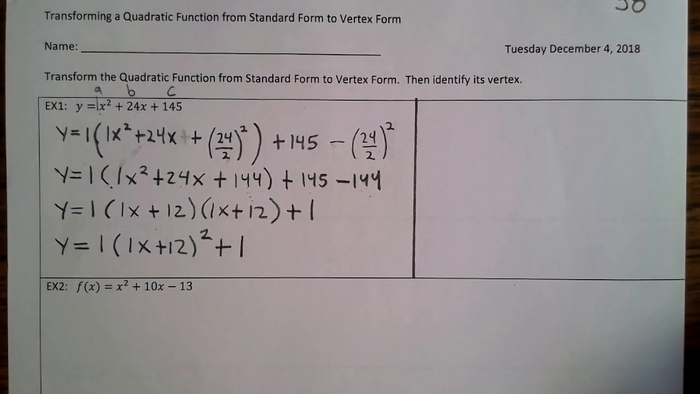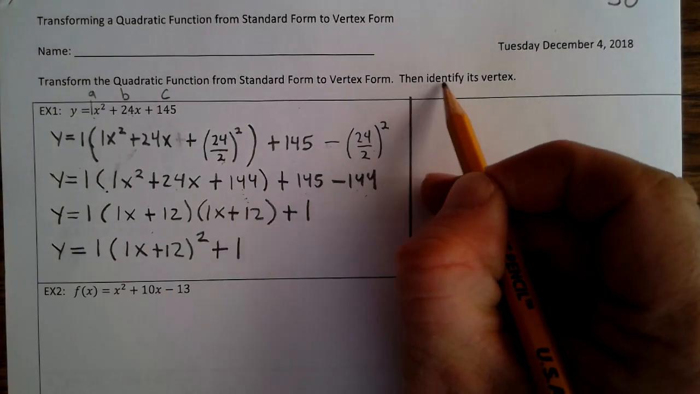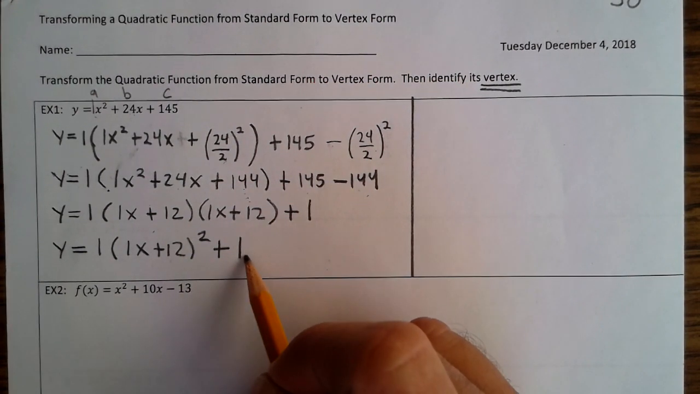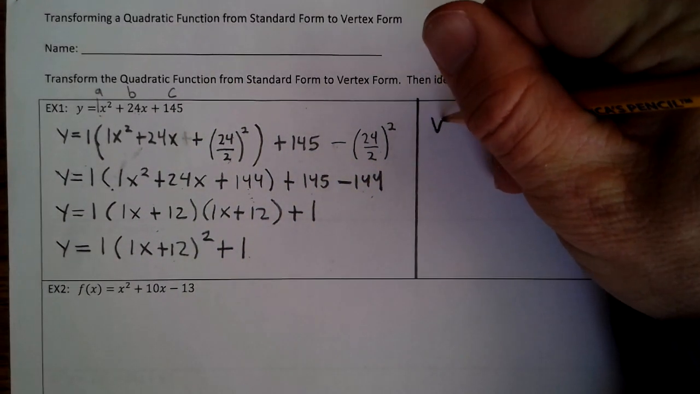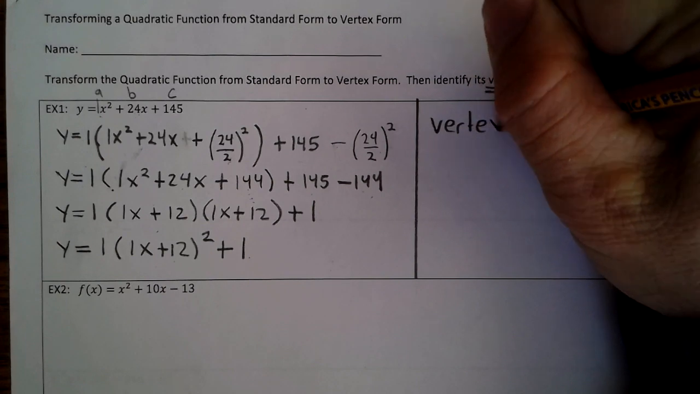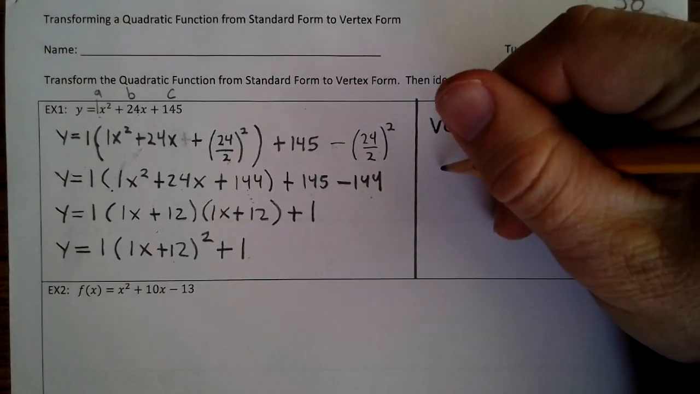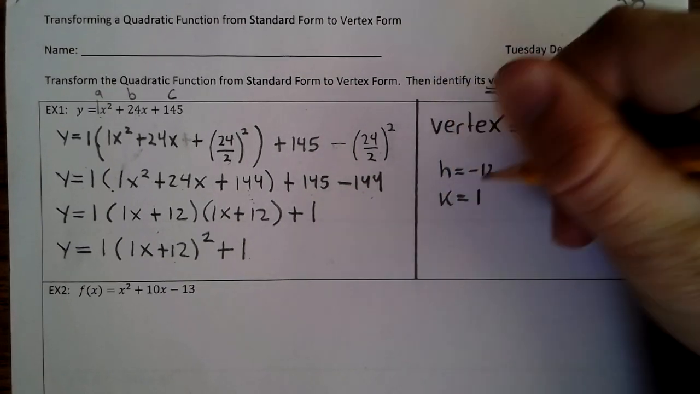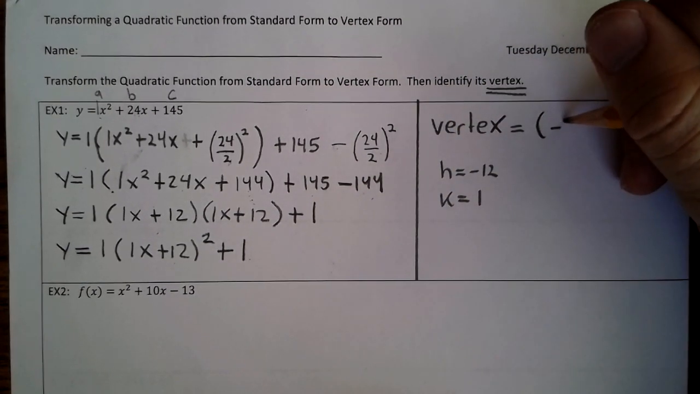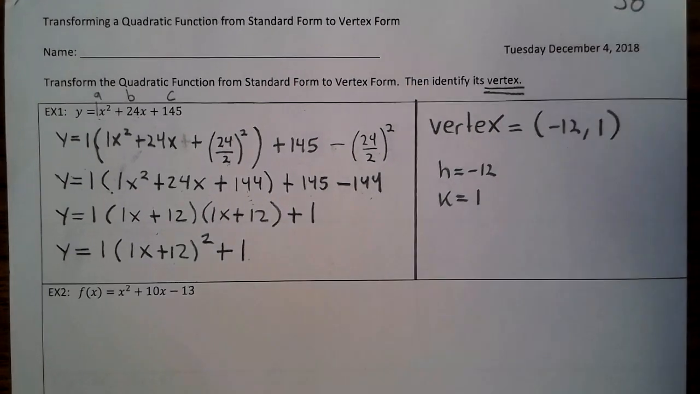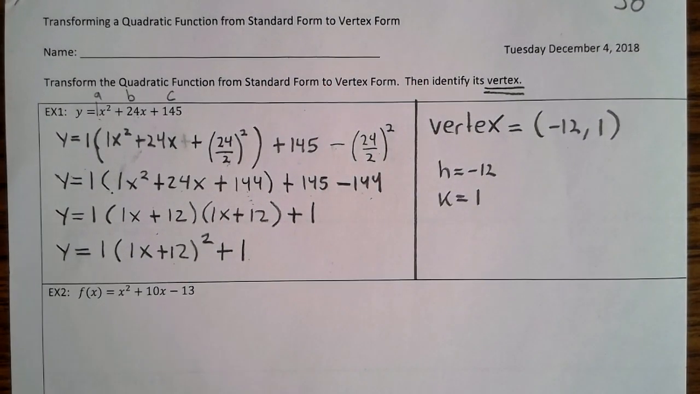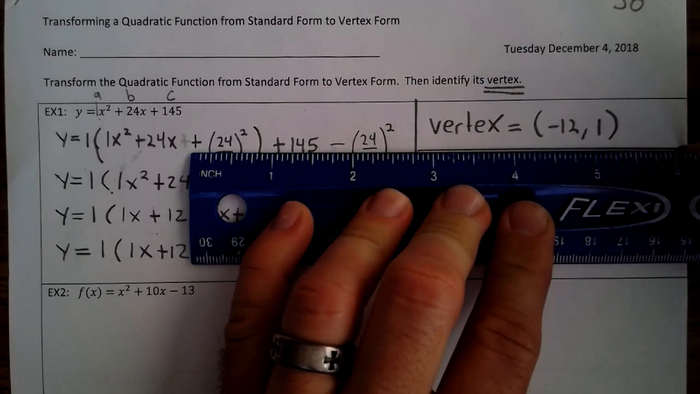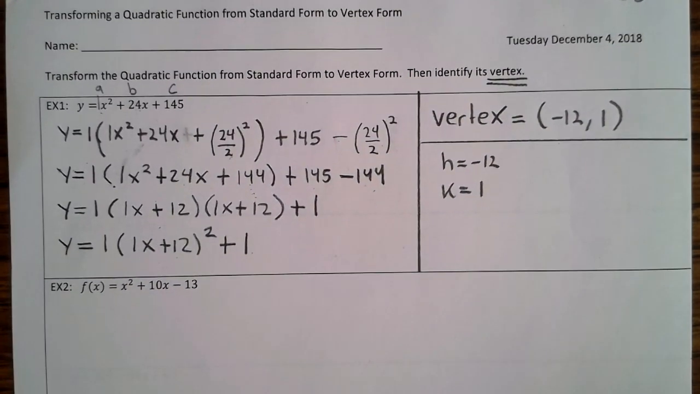And so the last step is it says identify the vertex. Well, the vertex is h, k, so in this case h equals negative 12 and k equals 1. So the vertex is negative 12 comma 1. Okay, so now let's take a look at example 2.